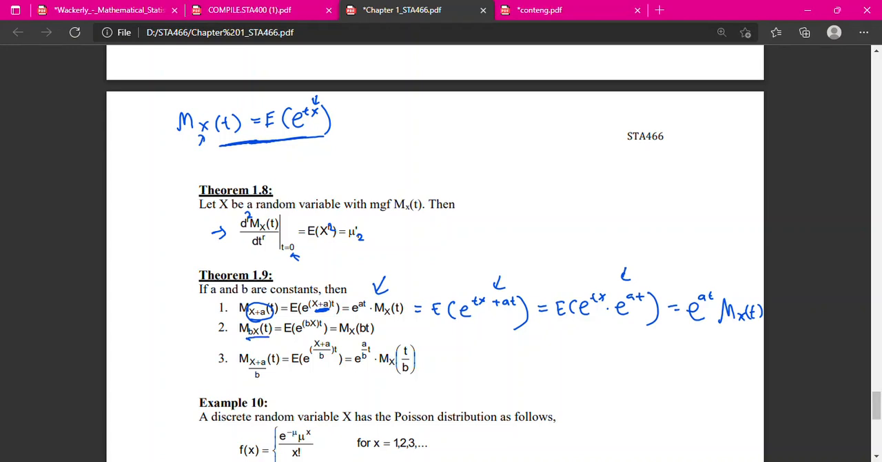This part pula MbX. Tadi kita punya function adalah X plus A. Now function nya adalah bX. Okay, bX it will be expected value of, gantikan this X tadi dengan bX. Okay, so it's equal juga dengan MX(bt). So MbX(t) sama dengan MX(bt). Okay, sebab apa kita tulis macam ni? Sebab we have the MGF untuk X, but we do not have the MGF untuk bX, but we can find the MGF untuk bX by manipulate this.